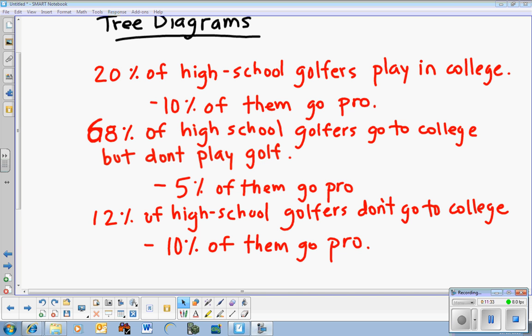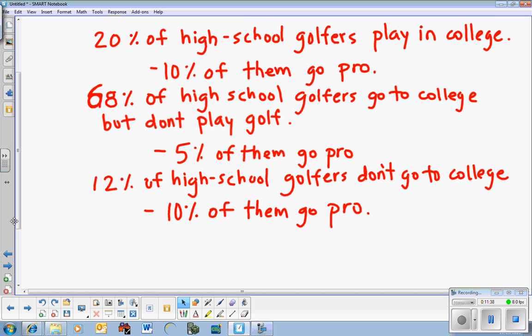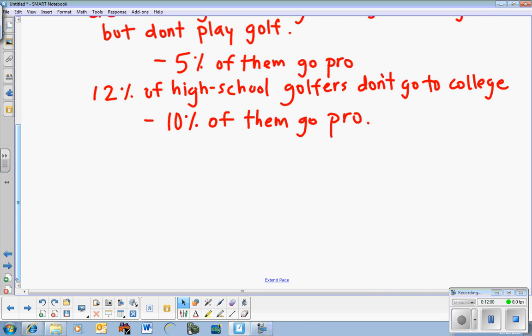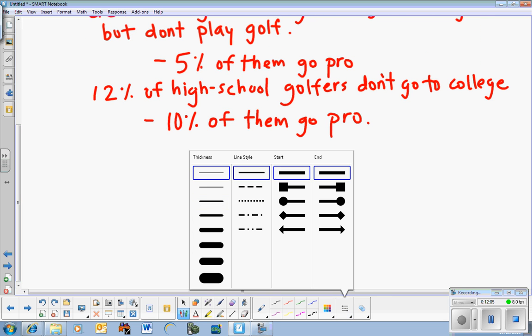A tree diagram is just an organization tool. So what we have here is a breakdown of all high school golfers. They're in three categories mainly. We have the ones that go to college to play golf, the ones that go to college but not to play golf, and the ones that don't go to college at all. And each one of them has a chance of becoming a professional golfer. And these are all just made up, but we'll see if these were true, what my probabilities look like.